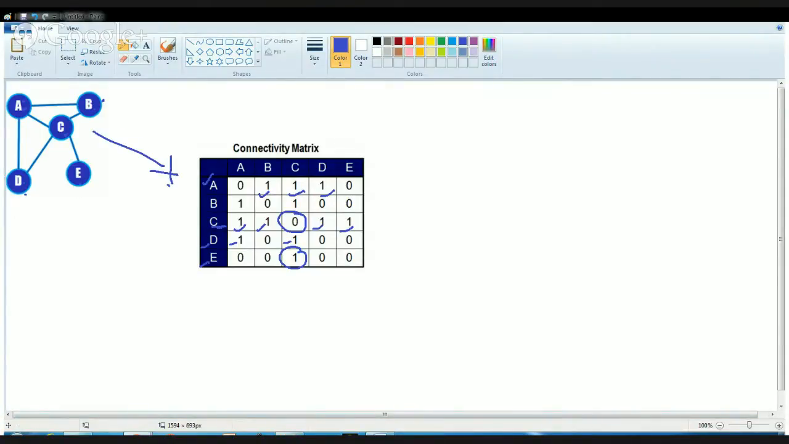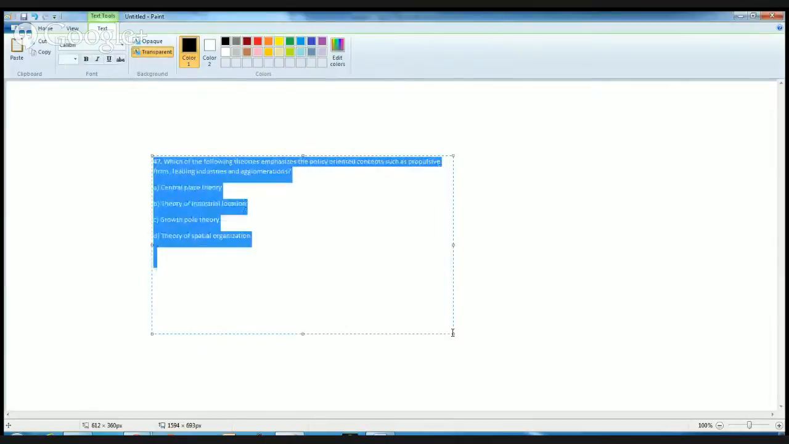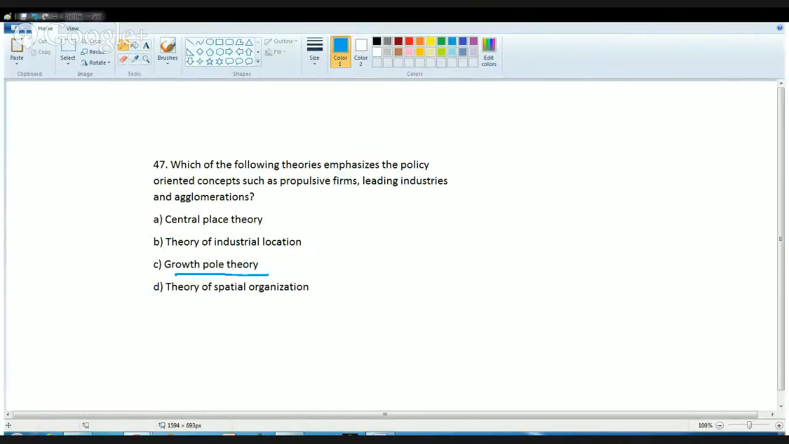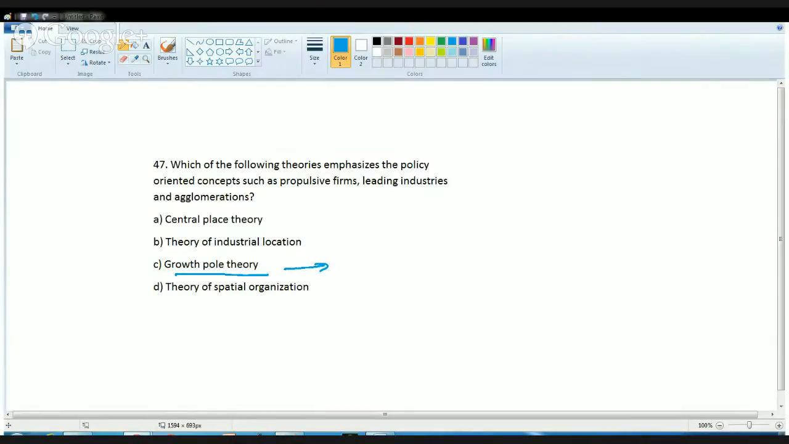The next question here is, which of the following theories emphasizes the policy-oriented concepts? So let's move on to the next question. The next question talks about policy-oriented concepts like propulsive firms, leading industries, and agglomerations. So all these concepts are covered under the growth pole theory. Under the growth pole theory, we try to find out which areas would be the center of economic growth and which areas would serve as the center for regional development.